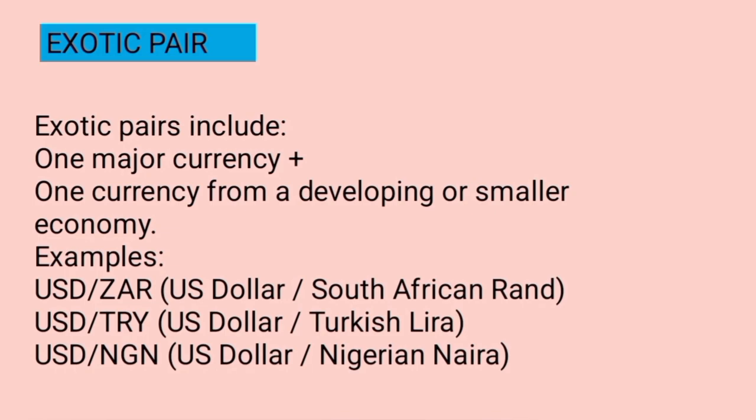Next on our list is the exotic pair. Exotic pairs include one major currency plus one currency from a developing or smaller economy. For example, we have the US dollar against the South African rand, the US dollar against the Turkish lira, and the US dollar against the Nigerian naira. So these are pairs that include the US dollar, but the base or the quote currency is a smaller kind of currency. So that is it about currency pairs.